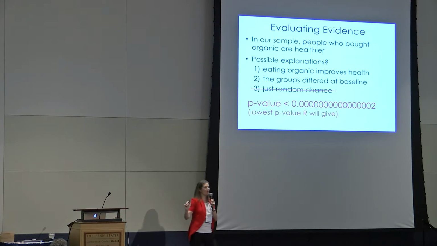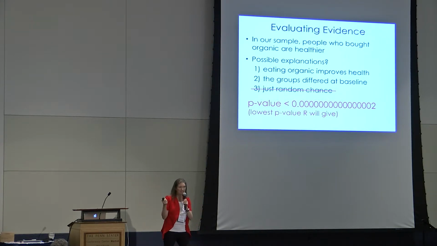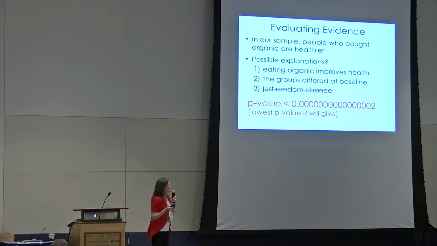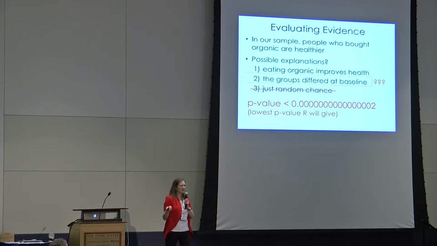And I know we're not supposed to use bright line thinking, but even in a world beyond p less than 0.05, I think we can all agree that p less than 2 in 10 quadrillion probably lets us rule out random chance. And I don't think Ron's here. I was going to ask him if he's okay with this, but I'm just going to go out on a limb and say probably. Okay, so it's not just random chance, but what about groups differing at baseline?